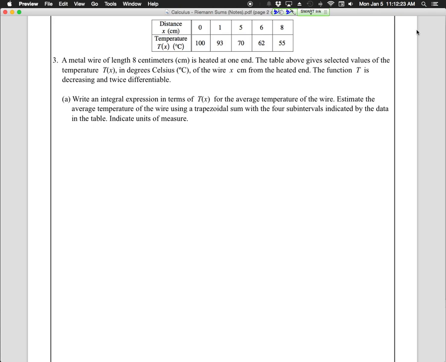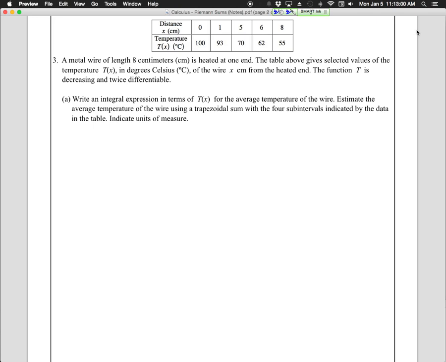Number 3, we have a metal wire of length 8 centimeters that is heated at one end. The table above gives selected values of the temperature in degrees Celsius for the wire x centimeters from the heated end. The function T is decreasing and twice differentiable. Wow. So what does it mean if the function T is decreasing? The derivative is negative. Very good, Chelsea.